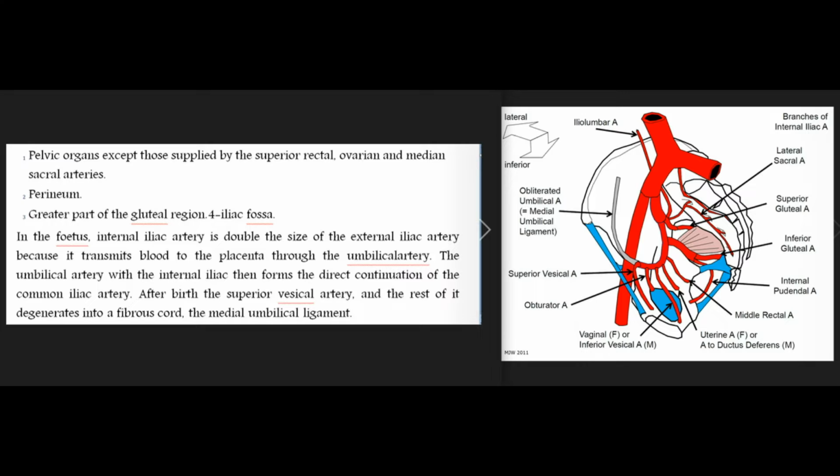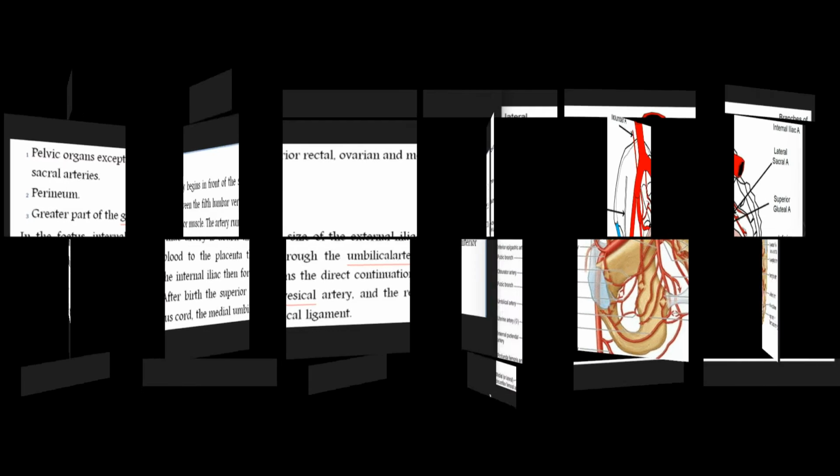4. iliac fossa. In the foetus, internal iliac artery is double the size of the external iliac artery because it transmits blood to the placenta through the umbilical artery. The umbilical artery with the internal iliac then forms the direct continuation of the common iliac artery. After birth, the proximal part remains as the superior vesical artery, and the rest of it degenerates into a fibrous cord, the medial umbilical ligament.